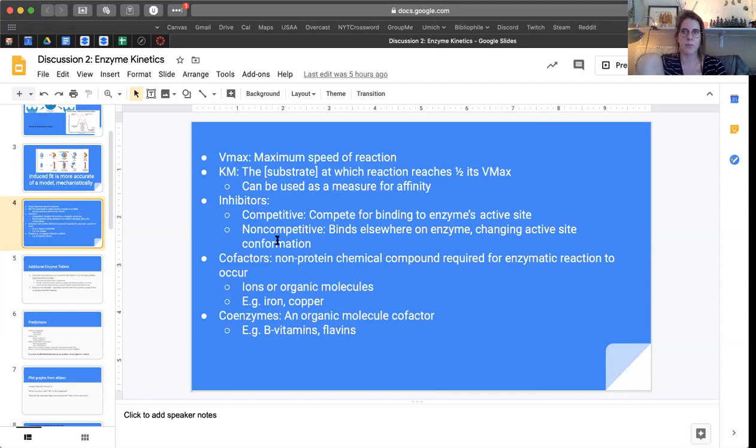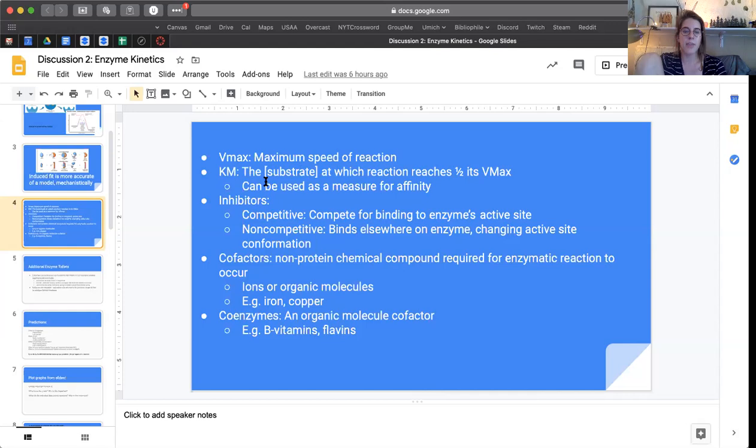We're going to look at it more in depth with the worksheet, so don't worry if you're still a little bit confused. Cofactors is another thing that you might hear about when learning about enzymes that I think is really important. Cofactors refer to any non-protein chemical compound required for the reaction to occur. We remember that enzymes are proteins, right? So anything that's not actually part of the enzyme that is required for it to go can count. The main ones are ions and organic molecules. Iron is a really common cofactor. Copper is a really common cofactor. There are some other really common ones.